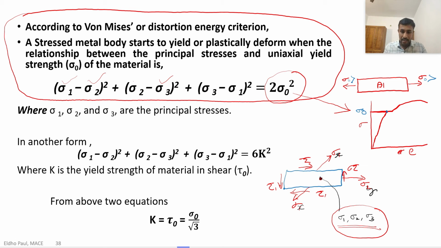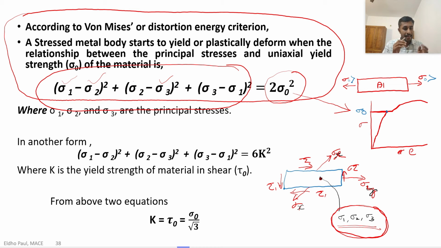Okay, so how do we find the amount of stress required for yielding in this Von Mises criterion? A body is subject to stresses sigma x, sigma y, tau, etc., which produce sigma 1, sigma 2, sigma 3 principal stress values. Based on the sigma 1, sigma 2, sigma 3 values, we write this equation.